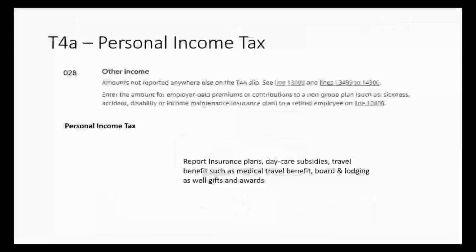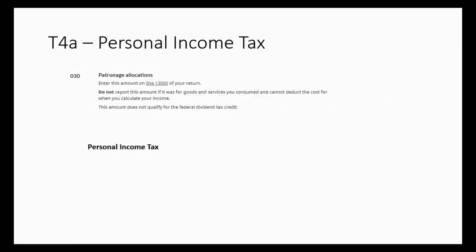Next, you have code 30, which has to do with patronage allocations. Enter this amount on line 13000. So we looked at line 13000, which had to do with income. Do not report this amount if it was for goods and services you consume and cannot deduct the cost for when you calculate your income. The amount does not qualify for the federal dividend tax credit.